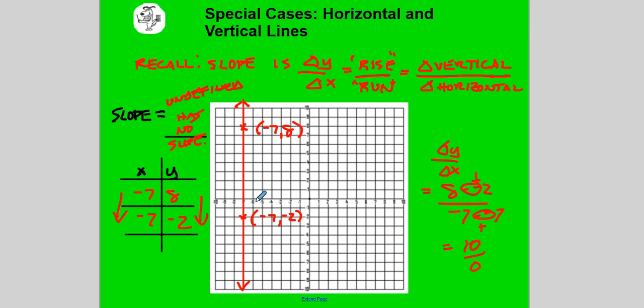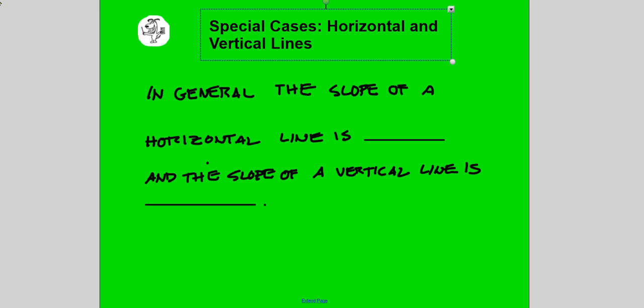So again, a lot of beginning students get these two mixed up, but if you take the time to draw a simple vertical line and just put some coordinates on it, you can figure out what the answer should be. So this again is undefined. Vertical lines have an undefined slope, horizontal lines have a slope of 0. Alright, special cases, horizontal and vertical lines. In general, the slope of a horizontal line is 0, and the slope of a vertical line is undefined.